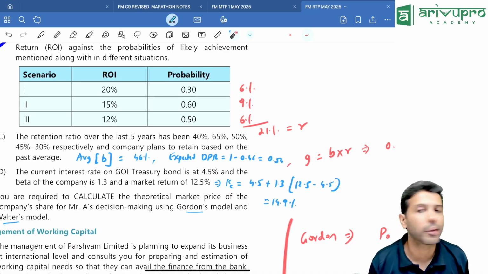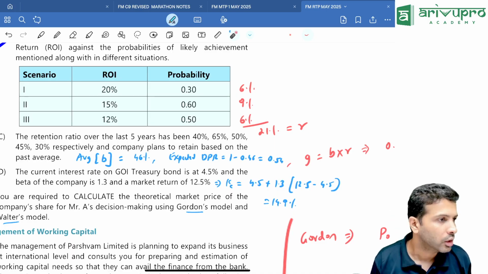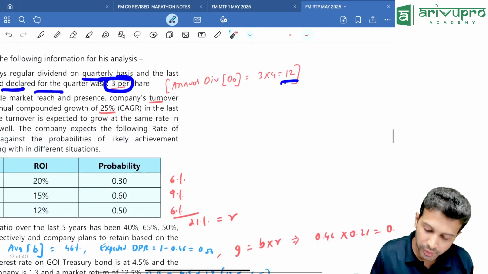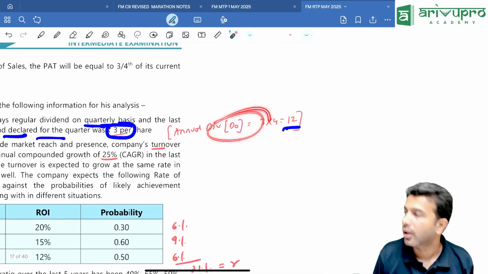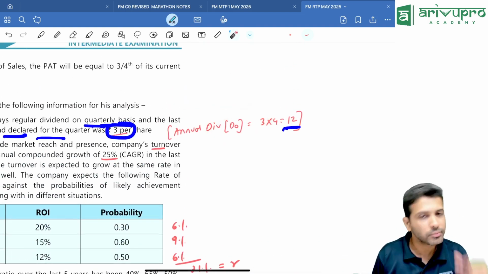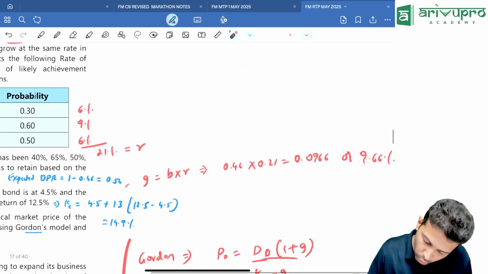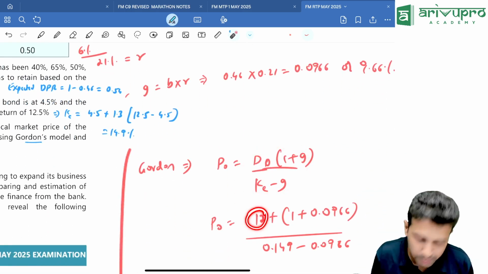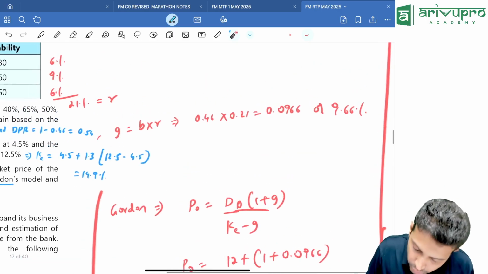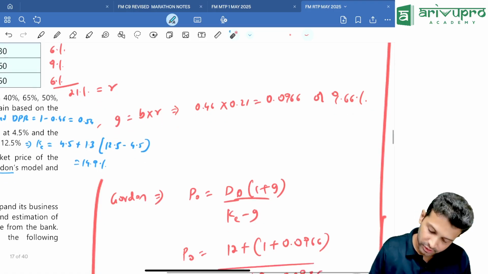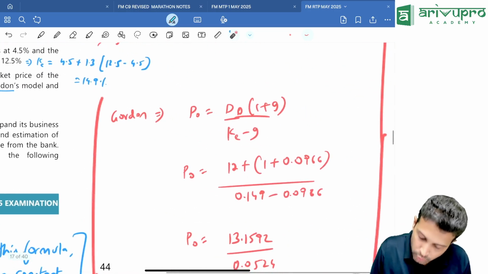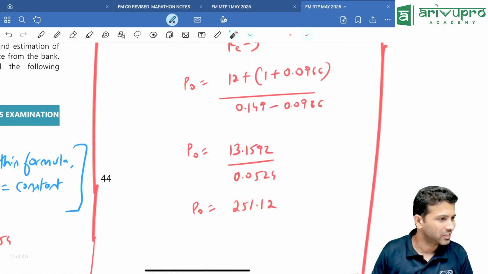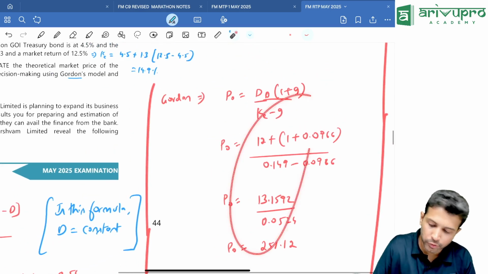All the data is available. Can we plug into the formula now? Tell me what is Gordon's formula again. They have given D0. Tell me the formula from D0. D0 into 1 plus growth rate, divided by cost of equity minus growth rate. Dividend paid is how much? 12 into 1 plus growth rate. Growth rate we just got to be 9%. Cost of equity we just got to be 14.9. Substitute, and you will get the price of the share to be 250. Just that these components were not given. We have to find those components here.